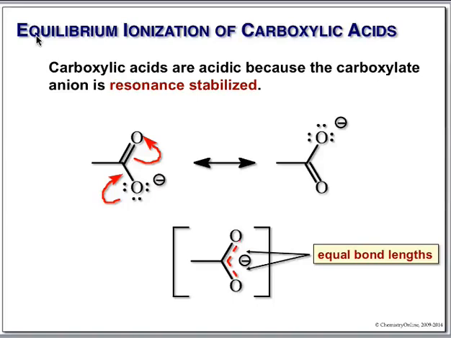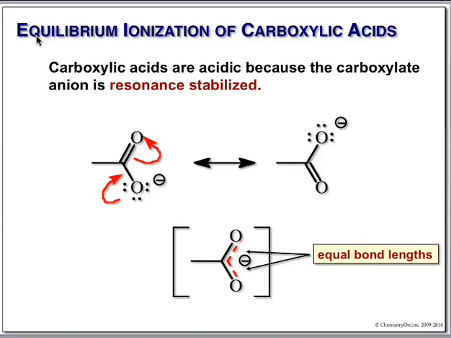I will say this several times. The thing that makes really anything acidic, and we're speaking specifically of carboxylic acids now, is the stability of the anion. The more stable the anion, the more acidic the species will be. Here we are stabilizing this by resonance, and that's why these are acids.